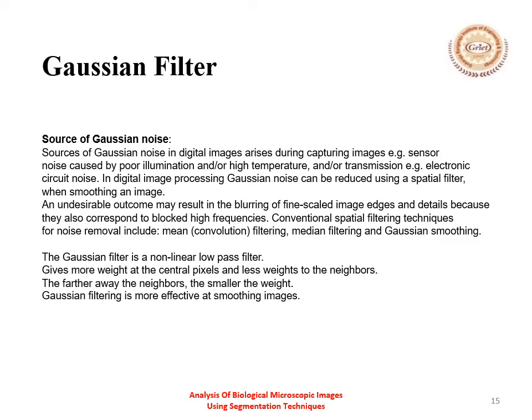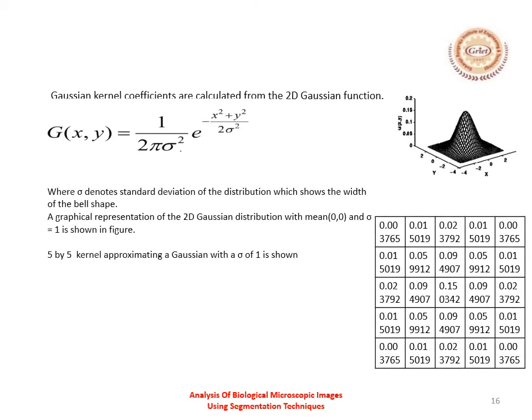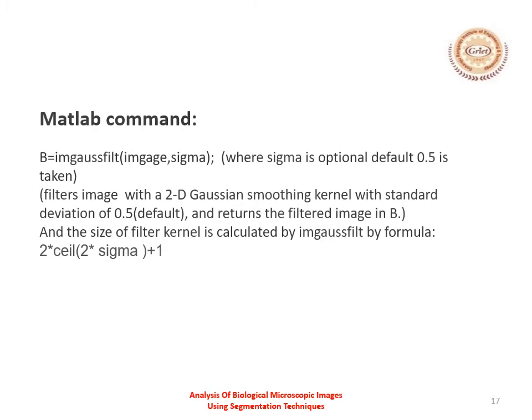Gaussian filter. Gaussian filter is used to remove Gaussian noise. Gaussian noise arises during capturing of images. Gaussian filter is a linear low-pass filter, which gives more weight to the central pixels and less weight to the neighbors, and this filter is used for smoothing of images. This is the formula for Gaussian filtering, and we use a 5x5 kernel for the filtering of the image. This is the MATLAB command for applying Gaussian filter to an image.